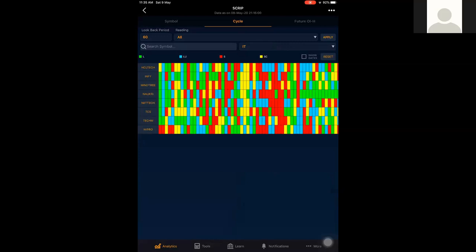Please show once again the cumulative OI part since last 250 days. Tanu, tell me whether you want it for the script or the sector.